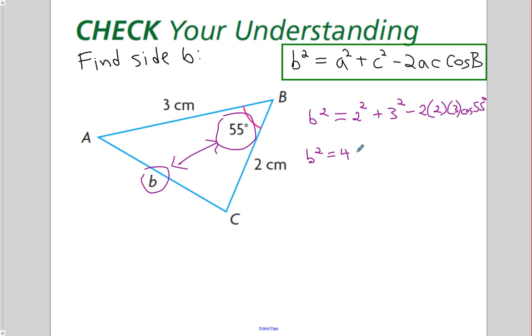2 squared is 4, 3 squared is 9. You might say, hey, Mr. Roy, I want to skip a couple of steps in here. I'm usually okay with that as long as it's clear that you know what you're doing. So 2 times 2 times 3 times cos of 55 gives you 6.9 if we round off to 1 decimal place.